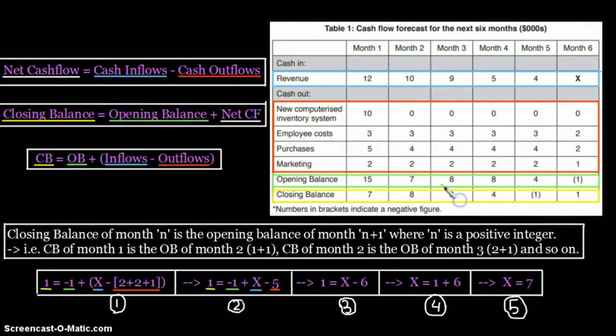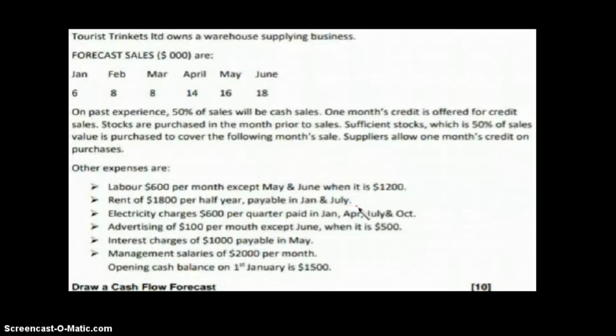So you have to first calculate month 1's closing balance, then month 2's closing balance, and then finally month 3's closing balance. Why? Because we need the opening balance as well, which is the closing balance of the previous month. We'll look at a similar question for that as well, but for now let's look at this question. We have all the info we need.